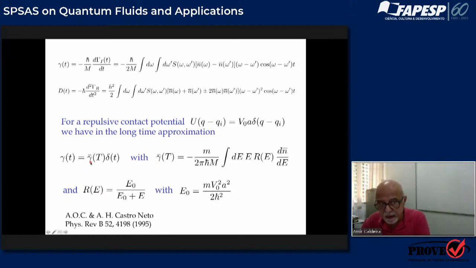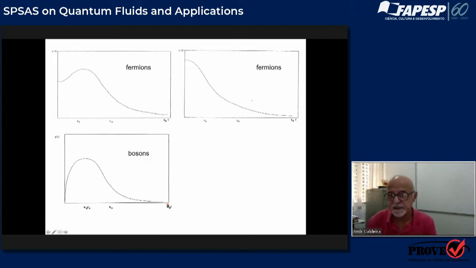And this gamma bar is now a function of temperature. And this function of temperature depends on the reflection coefficient of these particles being scattered by the delta potential, right? And that's something that we played with in 1995, Antonio Castro Neto and myself. And then we could find, for instance, this sort of behavior for fermions, depending on the strength of this delta potential, greater or less than the Fermi energy.